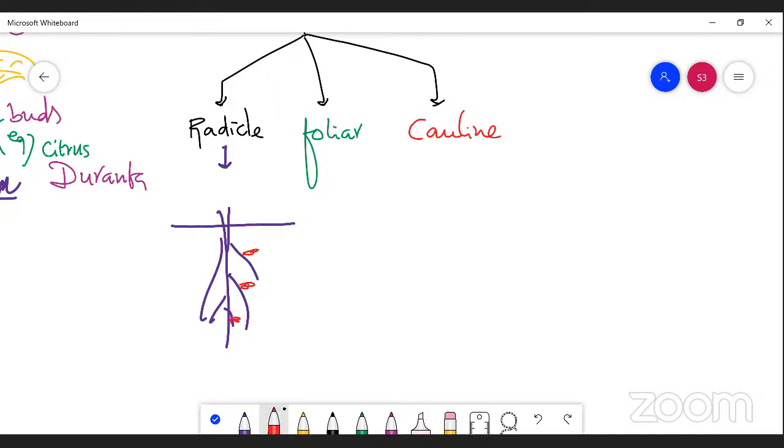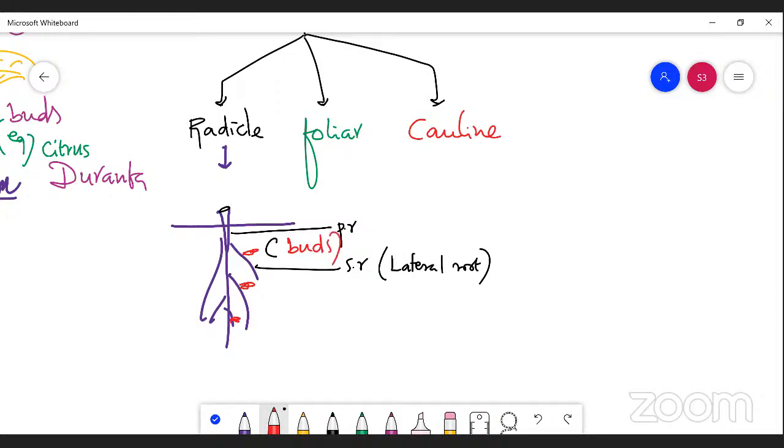That means the lateral growth of the root. As I mentioned, now it's a root system. It is a primary root and a secondary root, also known as a lateral root. The lateral root gets modified to form a bud-like structure. This red color indicates the bud.